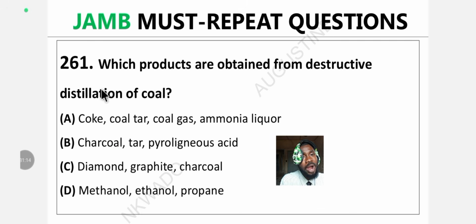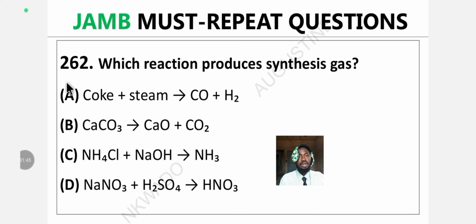Question 261. Which products are obtained from destructive distillation of coal? I told you, Jamb sets it everywhere. A. Coke, coal tar, coal gas, ammonia liquor. B. Charcoal, tar, pyroligneous acid. C. Diamonds, graphite, charcoal. D. Methanol, ethanol, and propane. What's the answer? Drop the answer in the comment section because I taught you. Don't disappoint me, please.